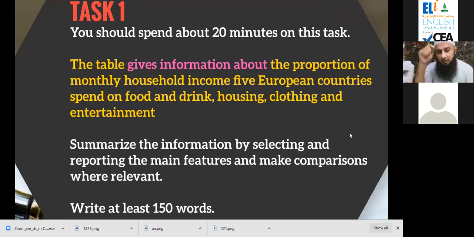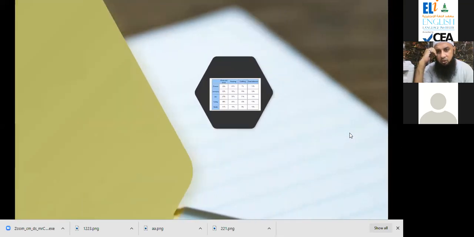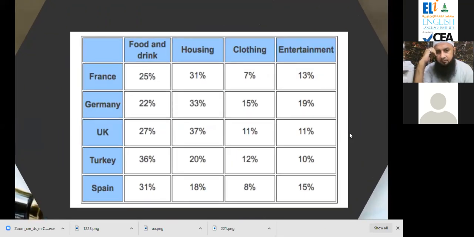Now they want you to summarize information by selecting and reporting main features, and making comparisons where relevant. So what you do, they show you this: France, Germany, UK, Turkey, and Spain. And you have to see which is on the highest level. What percentage is on the top? Food and drink or entertainment? Check which one is above, like on the top, the majority. Food and drink, and then housing, and then clothing, and then entertainment.